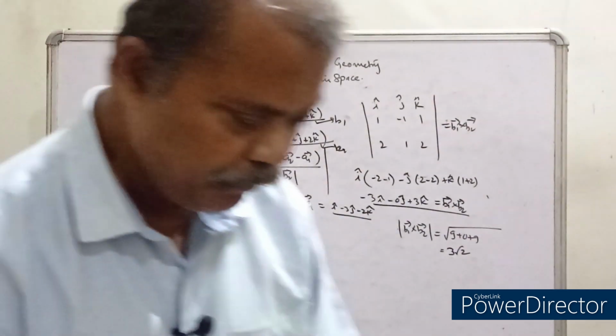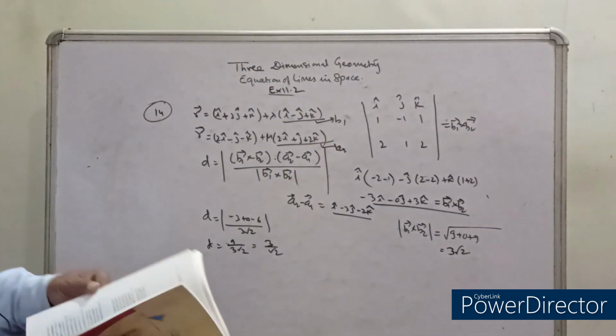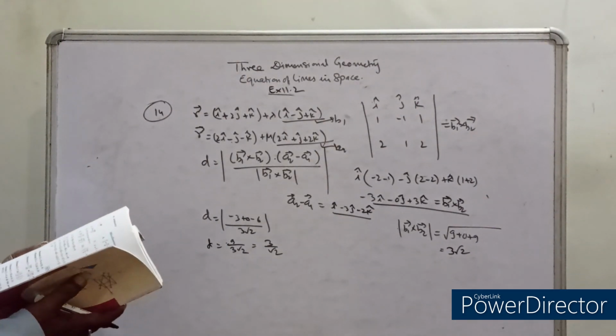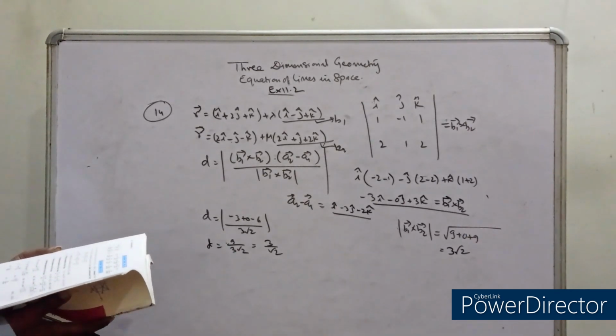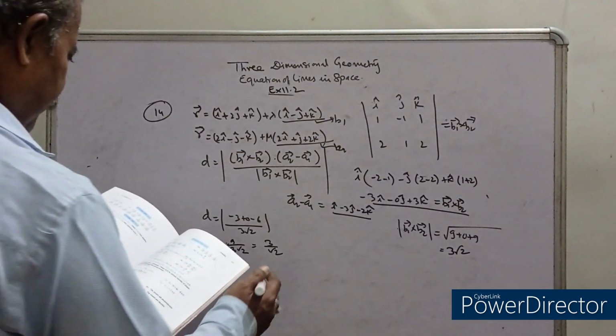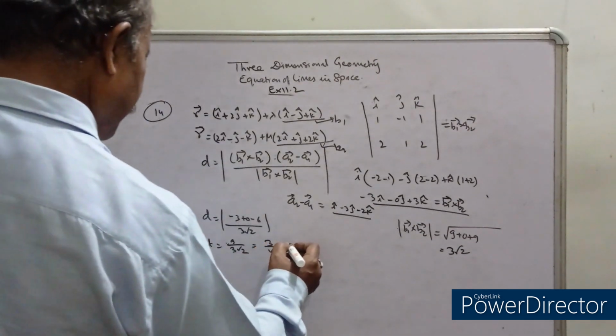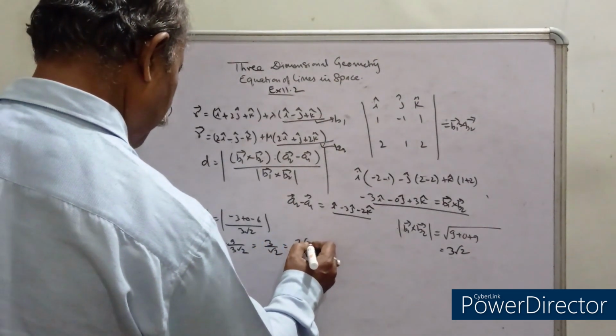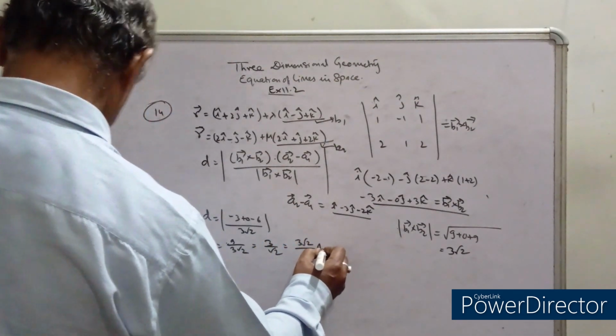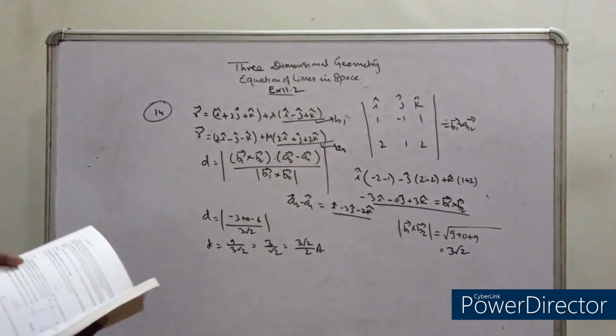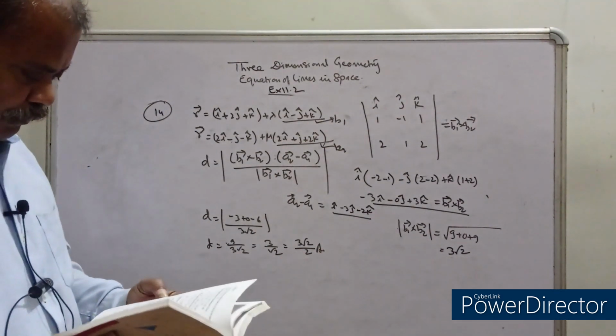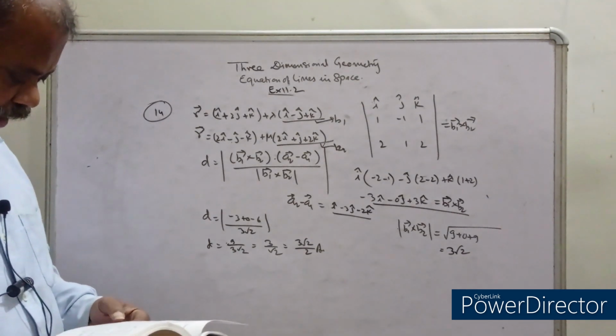Let me check the answer for question number 14. When you rationalize it, that is 3 root 2 by 2. This is your answer, so it is correct. Now here you see 15, 16 and 17.